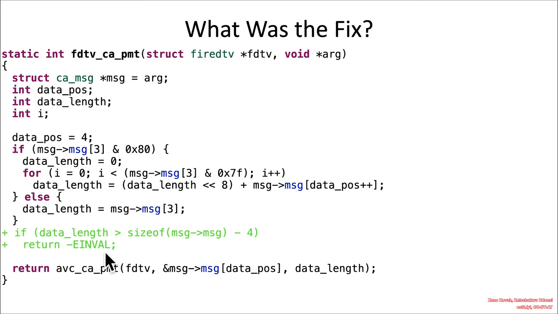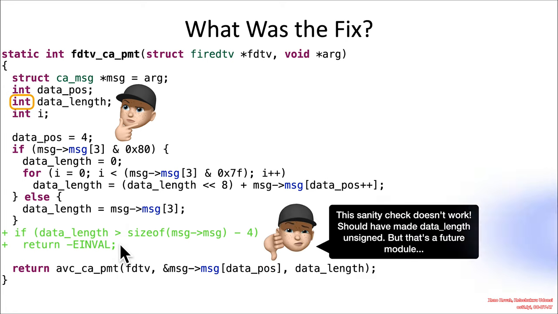So the first fix right here: if data length greater than size of message minus 4. Is this an okay sanity check? Well, data length is a signed integer. So I would tend to say no, that is not a correct sanity check, because an attacker could set that to completely attacker-controlled data, could make it a negative value, and if negative is greater than some positive number, well, that's never going to be true. So it's never going to hit this error condition right there.